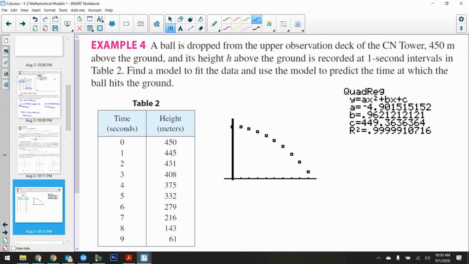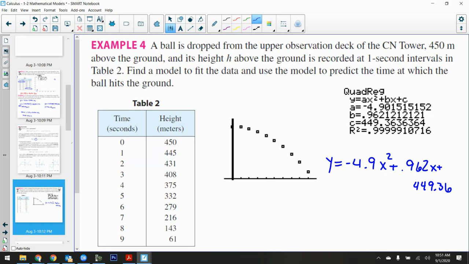So our equation is y equals negative 4.9 x squared, look at that, half of 9.8, plus 0.962 x plus 449.36. Guys, what should our true y-intercept be? If I was going for the actual y-intercept, what should it be? 450, the starting height, right? So our model got us really, really close to 450, didn't it? I would say that's also keying us in, and that's a pretty good model.